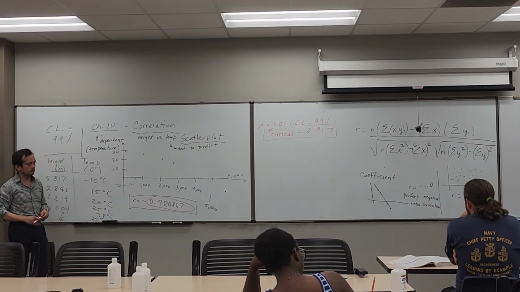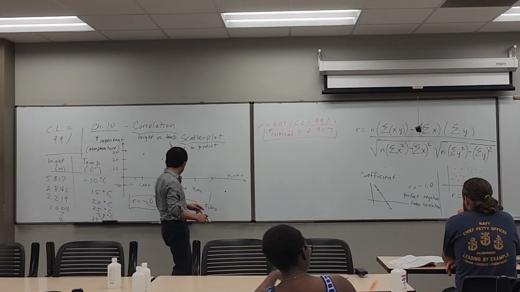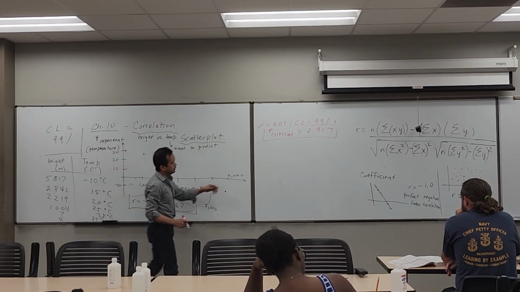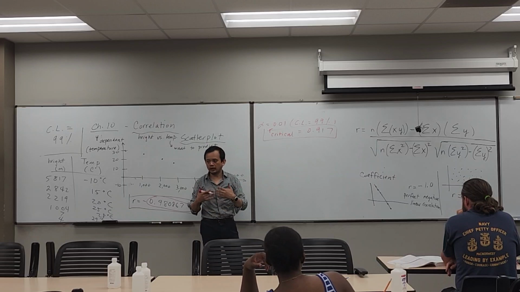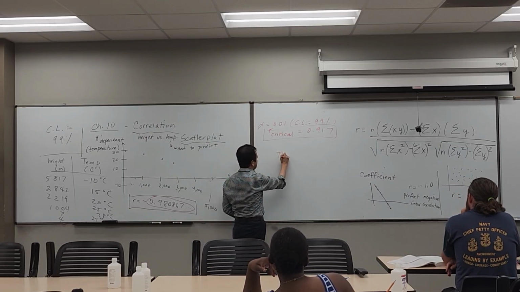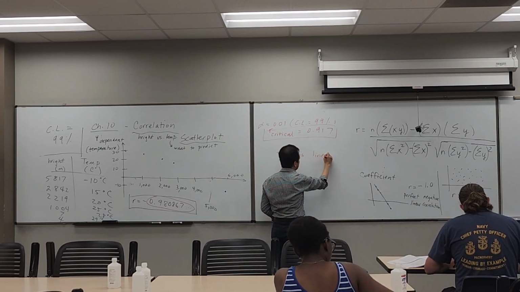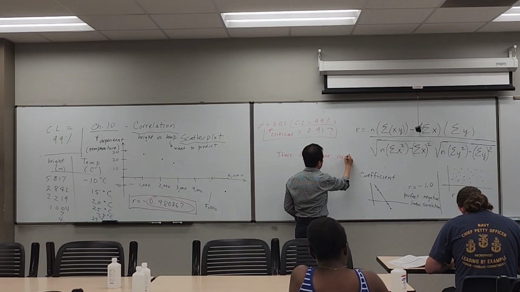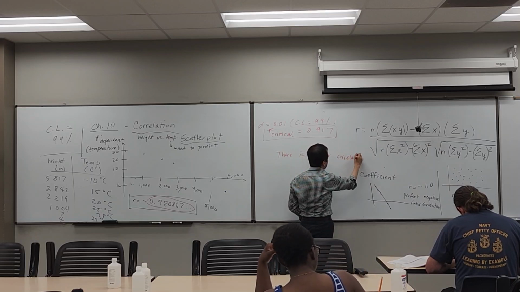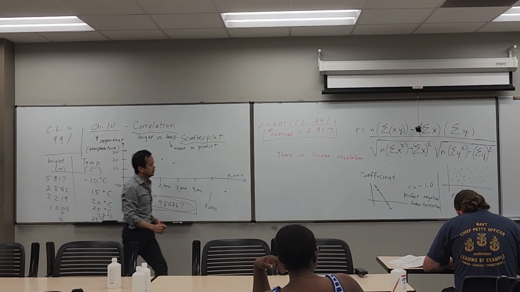Any questions? And because ultimately our R value is higher than R critical, and we have a line of good fit, then we say that there is a linear correlation between these two variables.